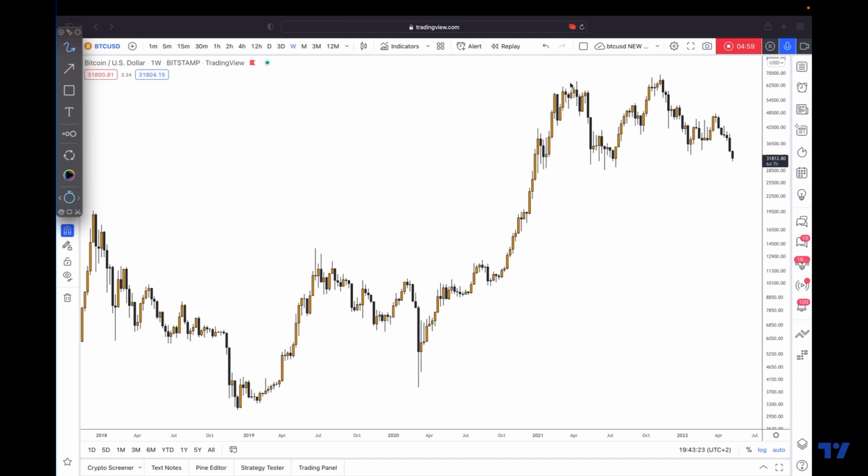So, accounting for the fact that we're still moving in this ascending sequence until we get a proper breakdown below 28,800s or lower, I would argue Bitcoin still moves in the form of this chart pattern which is upwards oriented.